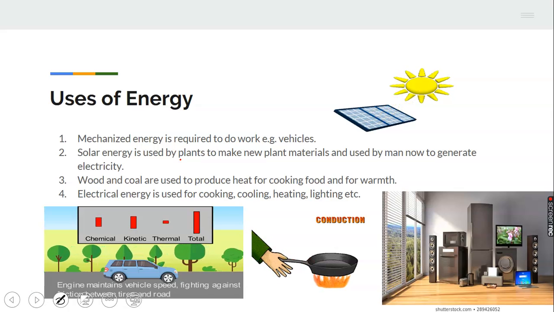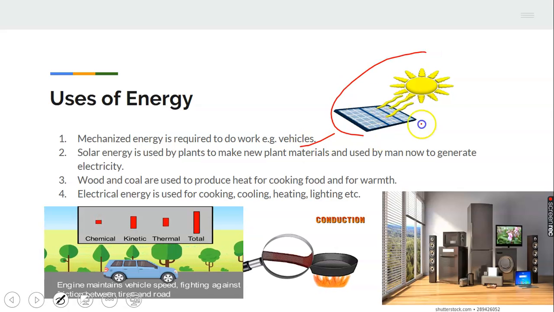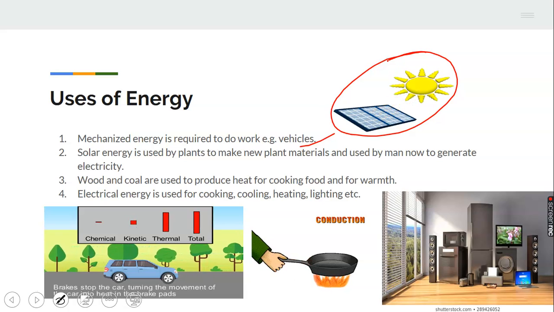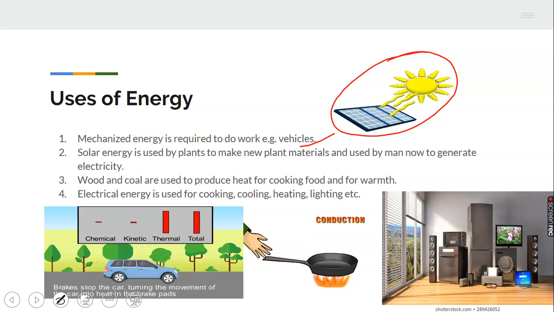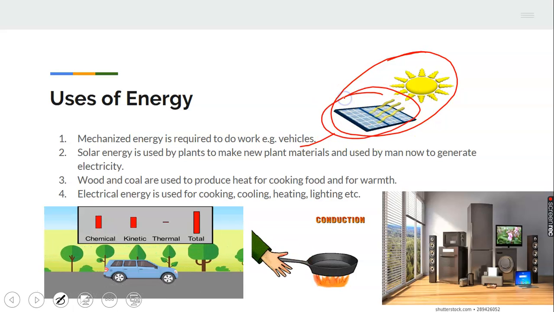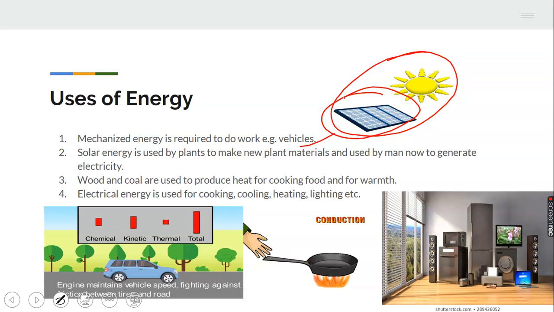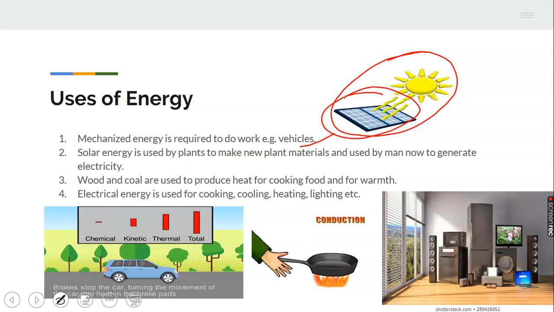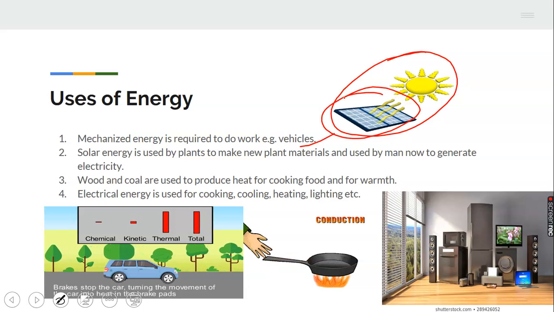Then we have solar energy. You can see the solar energy from the sun is used by plants. Do you know that without the sun, plants will not grow well? So plants need solar energy to grow. Even we human beings use solar energy to generate electricity. If PHCN does not give us light, people use solar panels to get light in their houses, even to charge a lot of things.